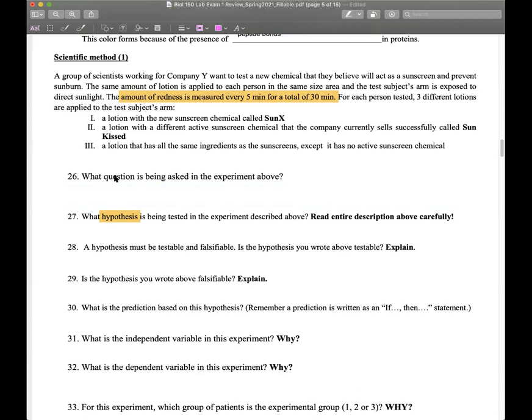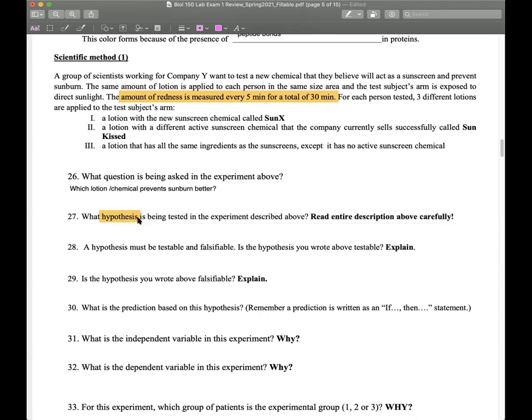So let's start with the question being asked. A question is something really broad, really general. A hypothesis is more specific and honed in on the details. So in general, what is the question being asked? Which sun lotion will prevent sunburn? Yeah, that's good. Which lotion or chemical prevents sunburn better or more effectively.